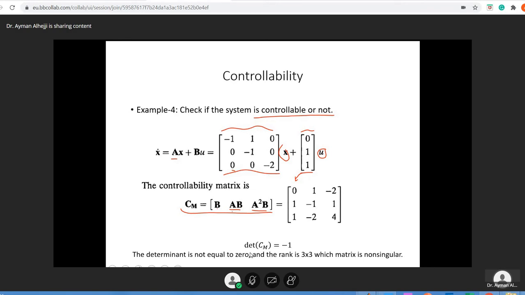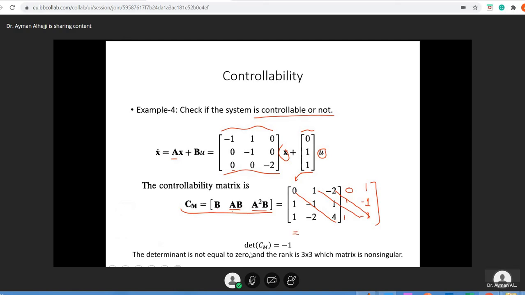If the determinant is non-singular, that means the system is controllable. What I mean by non-singular is that the determinant does not equal 0. From this example, we check the determinant of the matrix as I showed you before: 0, 1, 1, minus 1, 1, minus 2. To find the determinant of the matrix, you multiply this diagonal plus this diagonal plus this diagonal.